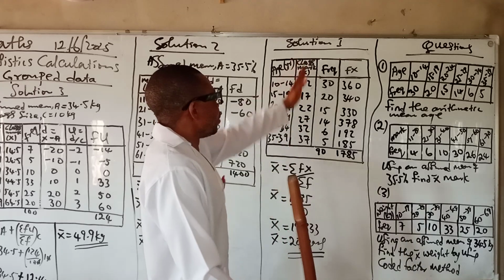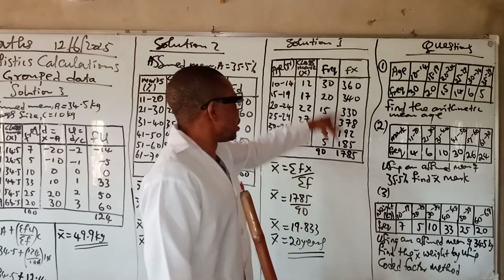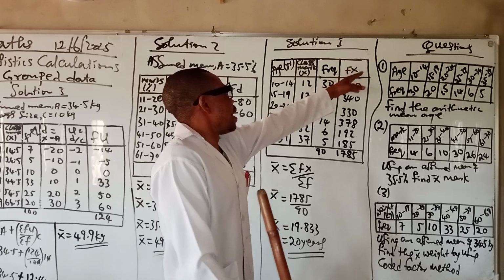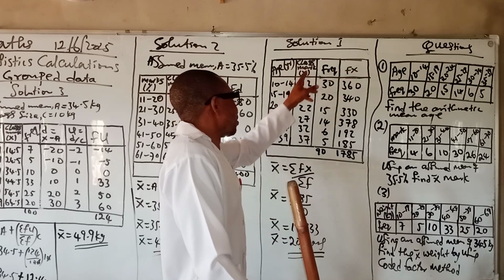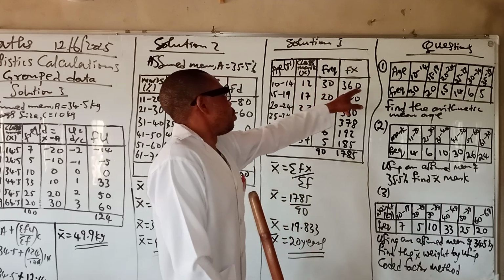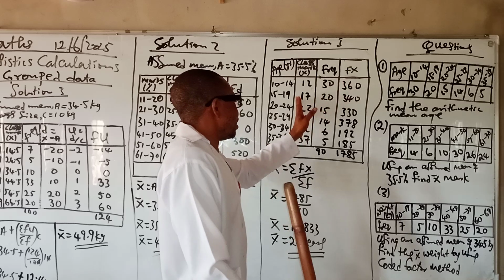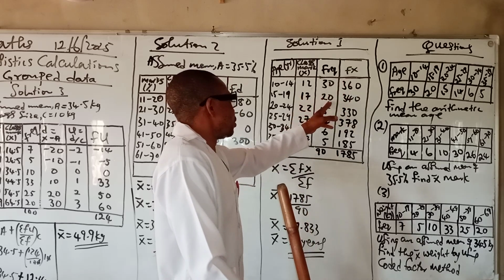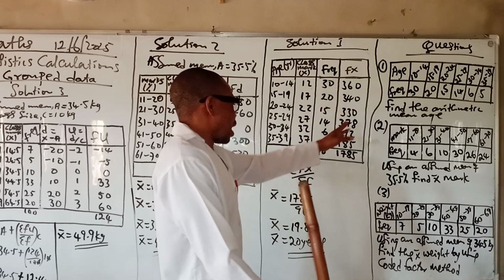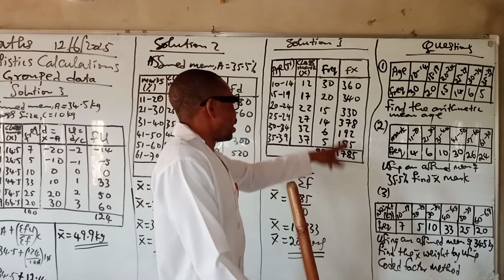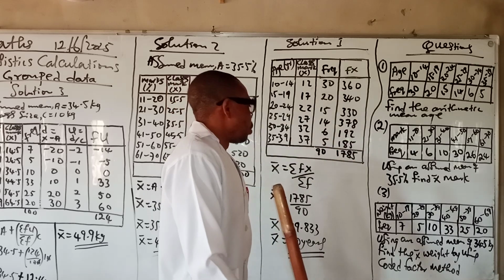That is how we get the class mark from the class interval, which is now x. Frequency is already given in the question. Now, to get fx, we have the class mark, which is now x, times frequency. We have 12 times 30 which gives us 360. That is how we did the others here. 17 times 20 gives us 340, 22 times 15 gives us 330. And that is how we got the remaining ones, like 378, 192, 185.